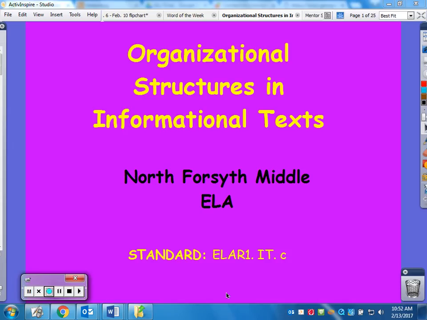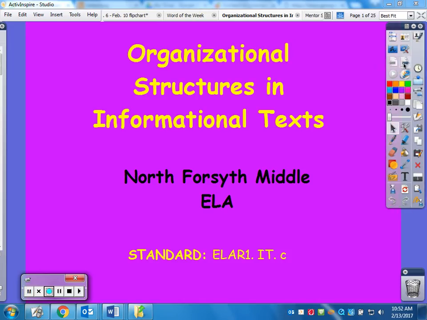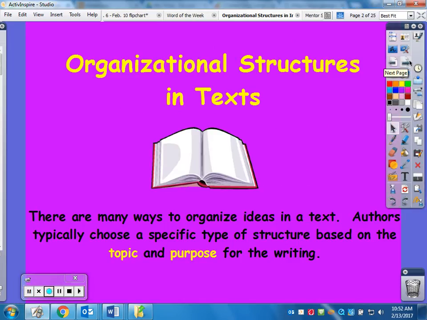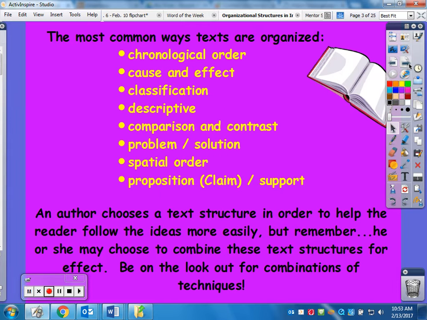This is Ms. Norsworthy. Today we're going to be discussing organizational structures and informational text. There are many ways to organize ideas in a text. Authors typically choose a specific type of structure based on the topic and purpose for the writing.